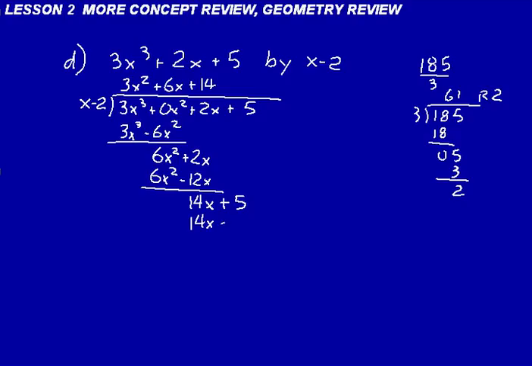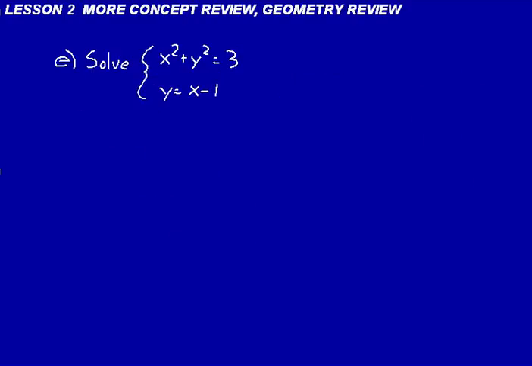14 times negative 2 would be a negative 28. 5 minus a negative, or plus 28, would be 33. And so there's our remainder, and we write it 33 over x minus 2. So there's the quotient, or the answer to that division problem: 3x squared plus 6x plus 14 plus that remainder of 33 over x minus 2.